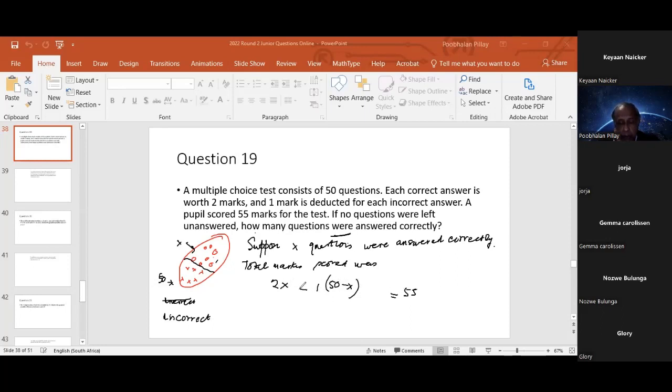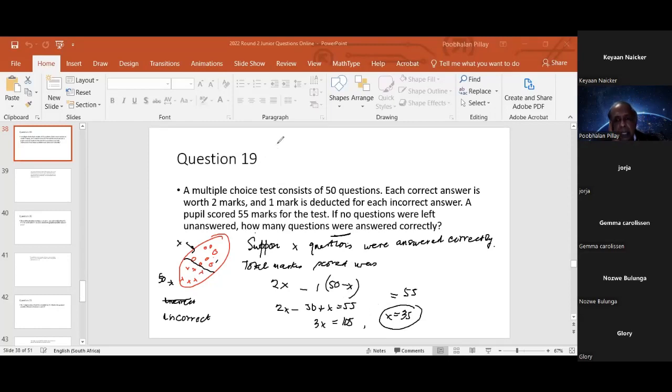You calculated the total number of marks 2 different ways. 2X minus (50 minus X) is 55. You change the sign when you have a negative sign outside the brackets. 2X minus 50 plus X, so that gives you 3X equals 105. Bring the 50 to the other side, and X is 35. And that is what we wanted. X was the number of questions answered correctly, so he answered 35 questions correctly.